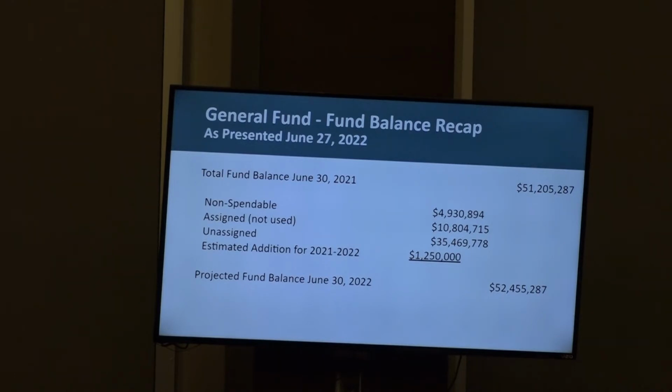Again, as of June 27th, the expectation was that we would add an additional $1.25 million from the general fund to fund balance. We still feel good about that estimate at this time. We do not have our audited financials back yet, but we still feel good and comfortable with that number, so we left it here. So projected fund balance as of June 30, 2022 is roughly $52.5 million.